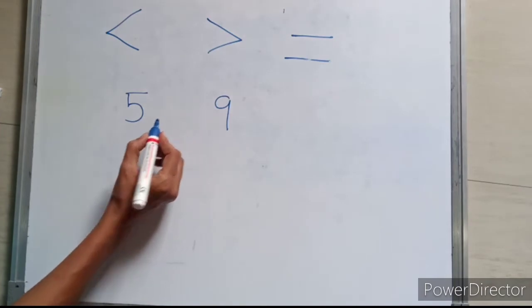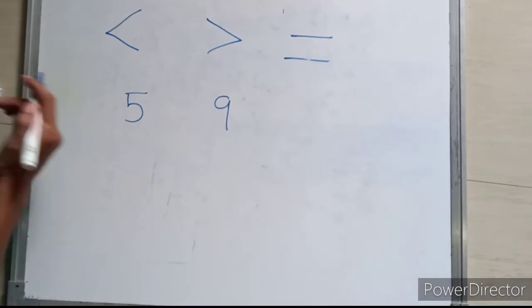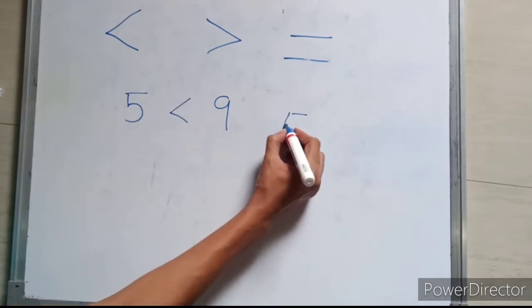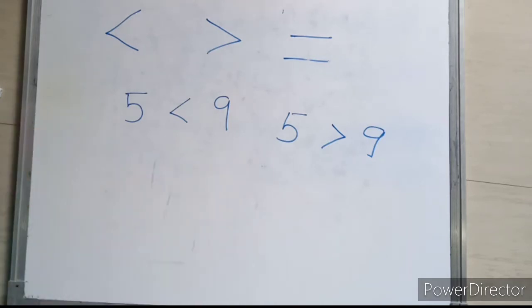So here we have to put the correct sign. Now tell me, how can we put the correct sign here? You can say I will write it like this. Another can say I will write this. So how can we write this? For this, I would like to tell one small story of a crocodile.